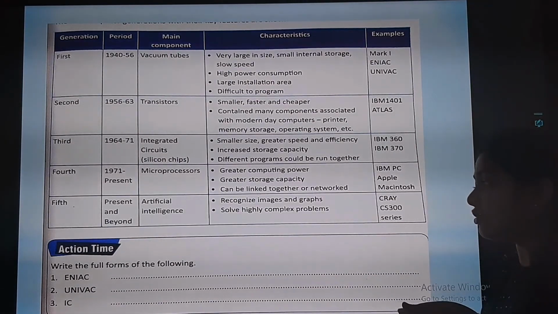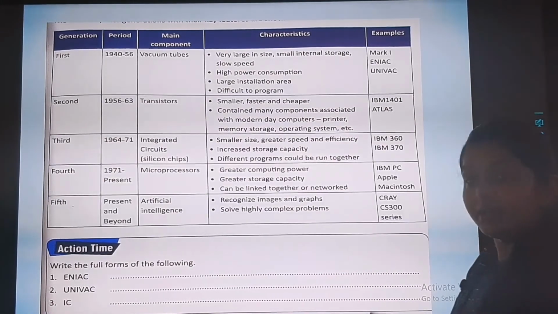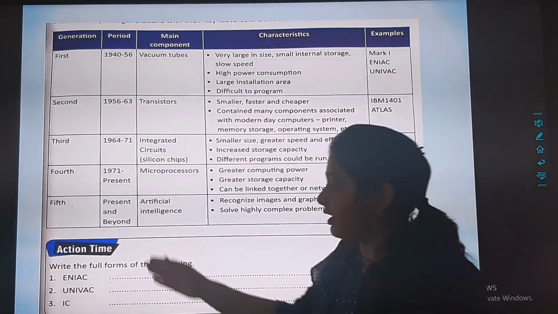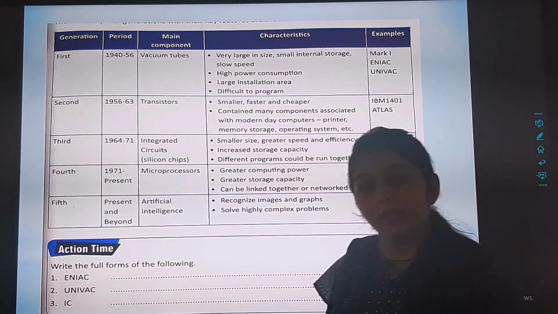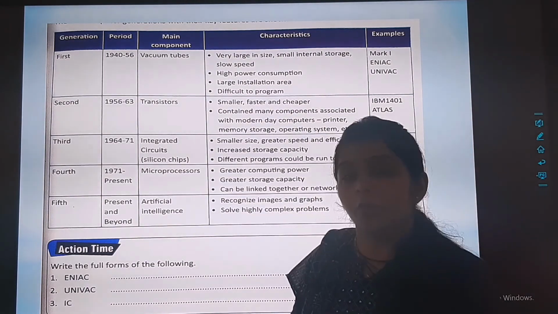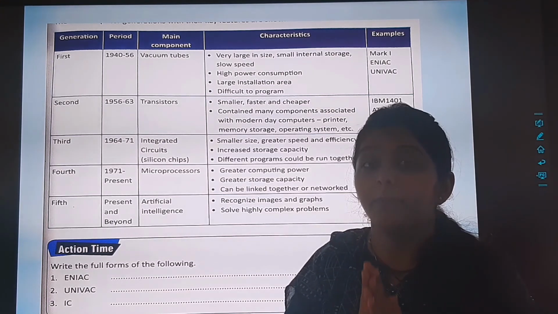And this is the action time in your textbook as well. You have to do it in the textbook itself. Write the full form of the following. These three are given to you. You have to write just the full form of it in the textbook only, and you have to draw that table in the notebook and you have to learn it by heart.